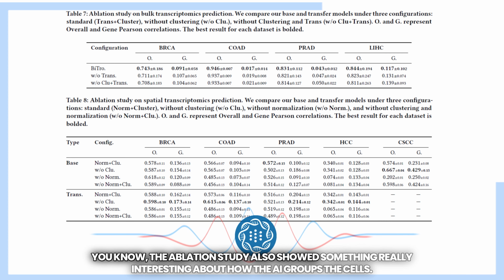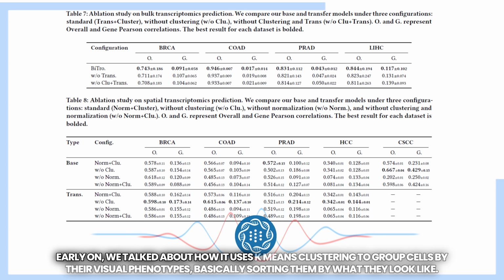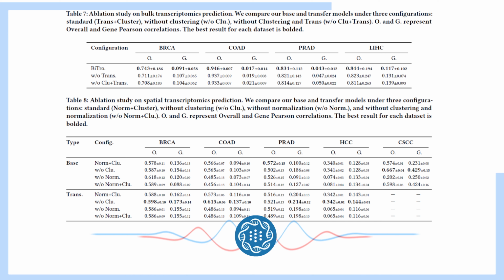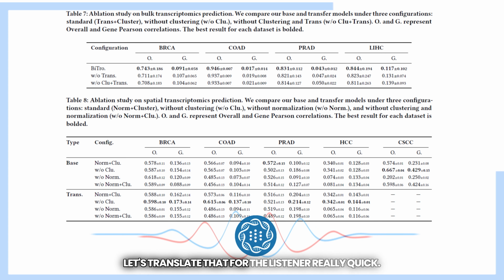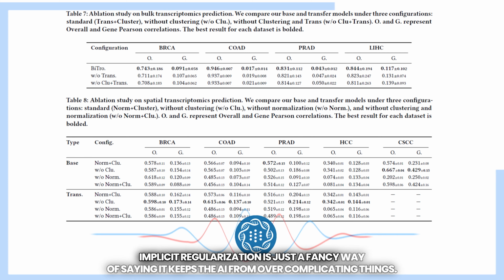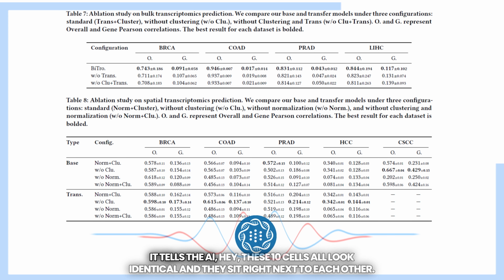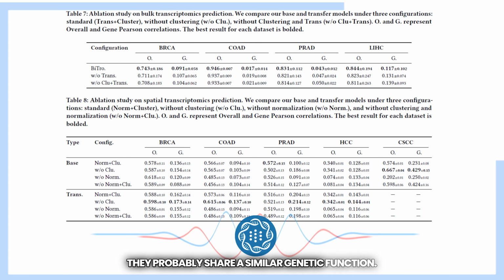The ablation study also showed something really interesting about how the AI groups the cells. Early on, we talked about how it uses k-means clustering to group cells by their visual phenotypes, basically sorting them by what they look like. Right, visually grouping them. And the paper noted that this provided implicit regularization. Whoa, implicit regularization. Let's translate that for the listener really quick. Implicit regularization is just a fancy way of saying it keeps the AI from overcomplicating things or basically memorizing the data. Yeah. By forcing the AI to group similar-looking cells together, it acts as a guardrail. It tells the AI, hey, these 10 cells all look identical and they sit right next to each other. They probably share a similar genetic function.